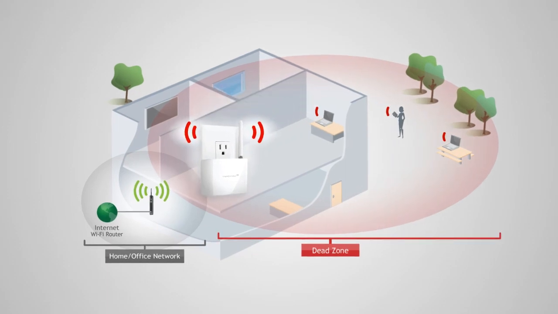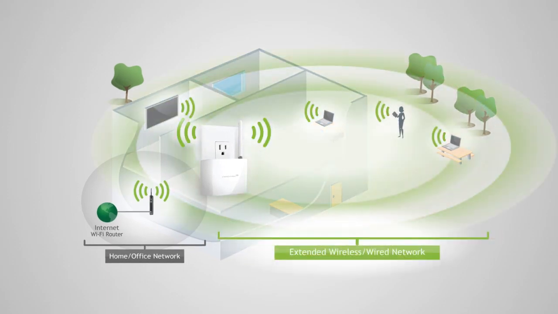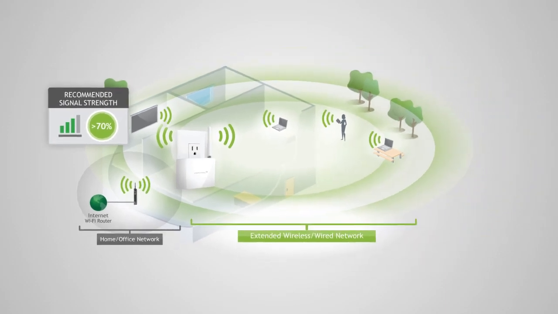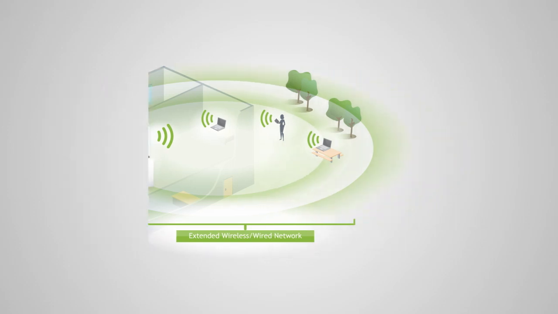Find a location where you can still receive a strong signal from your home router. We recommend a location where you can receive 4 to 5 bars when using your wireless laptop to connect to the wireless router. After you've found your optimal location, you'll need to connect to the range extender.